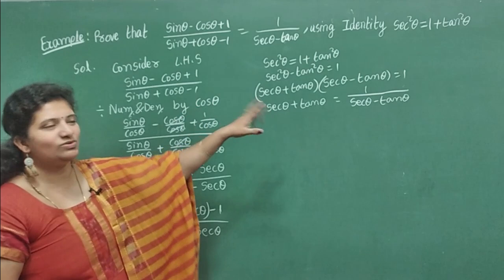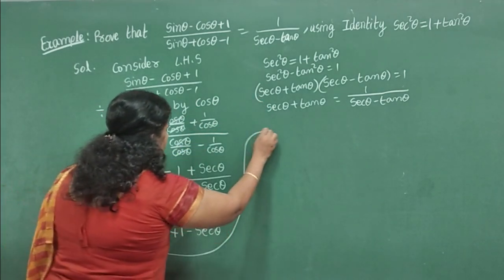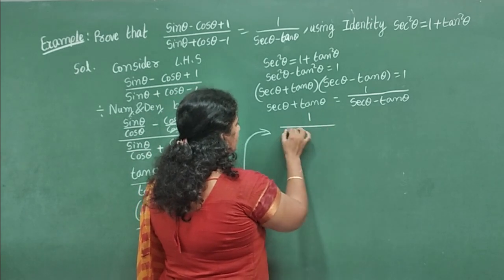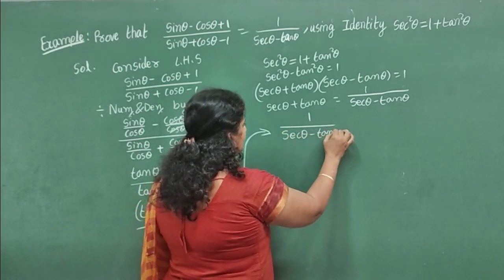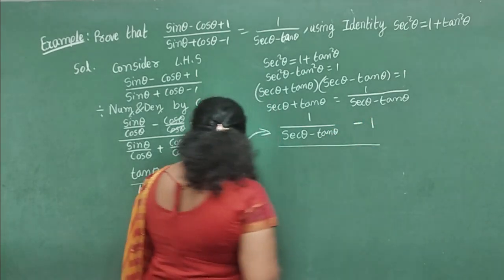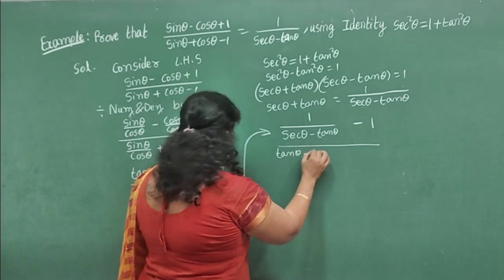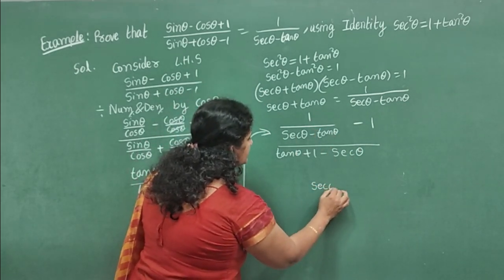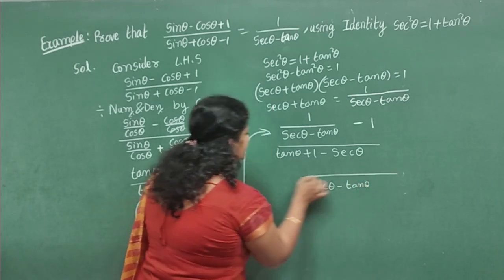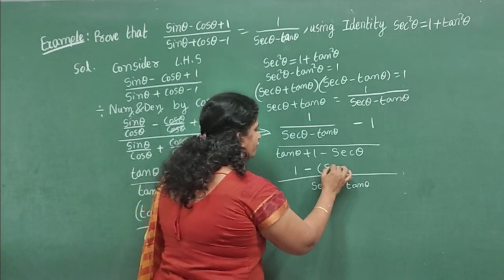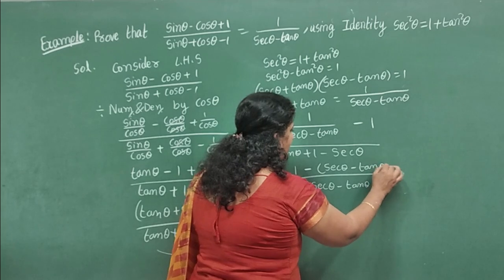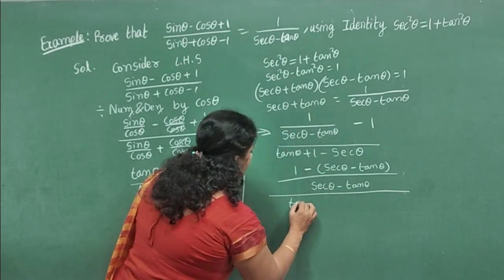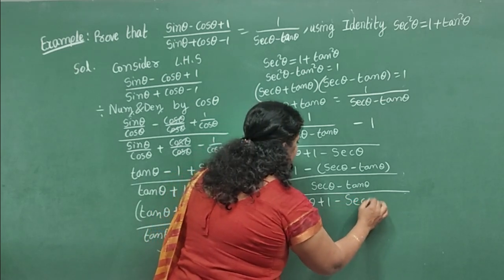Okay, now I am going to use that here. So let me continue the problem. In the place of tan theta plus secant theta, I am going to write 1 by secant theta minus tan theta, minus 1, whole divided by tan theta plus 1 minus secant theta. Now do the LCM for the numerator. What are you going to get? Secant theta minus tan theta, and here 1 minus of secant theta minus tan theta. Yes, when you do the LCM, you multiply this full set here, whole divided by tan theta plus 1 minus secant theta.